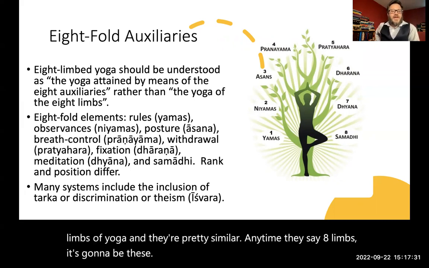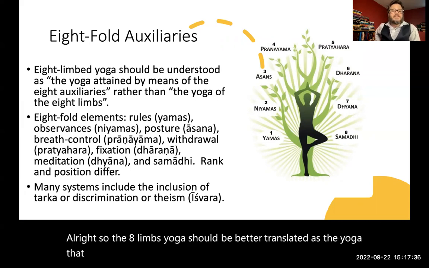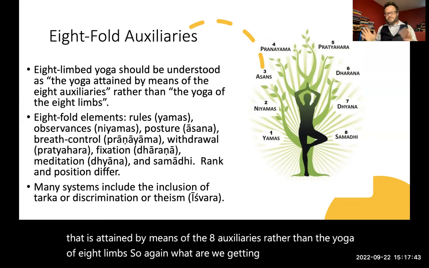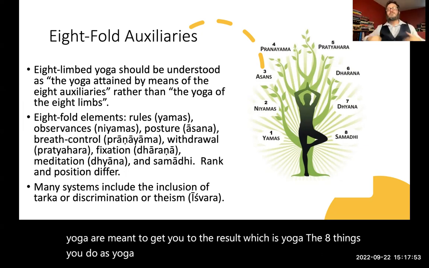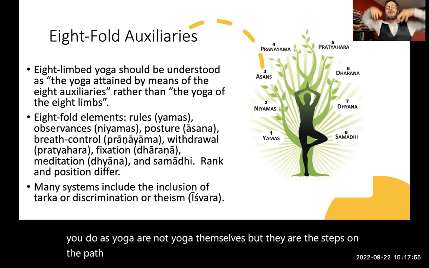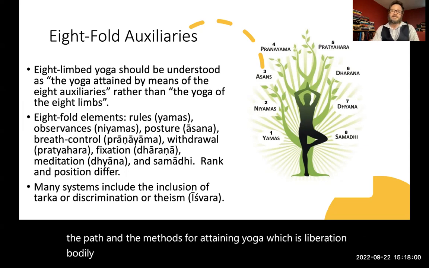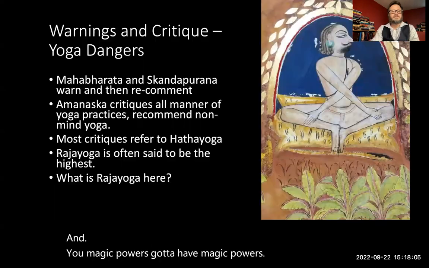All right, so the 8-limb yoga should be better translated as the yoga that is attained by means of the 8 auxiliaries, rather than the yoga of 8 limbs. So again, what are we getting at? These 8 steps of yoga are meant to get you to the result, which is yoga. The 8 things you do as yoga are not yoga themselves, but they are the steps on the path and the methods for attaining yoga, which is liberation, bodily immortality, and magic powers. Gotta have the magic powers. All right, let's move on.